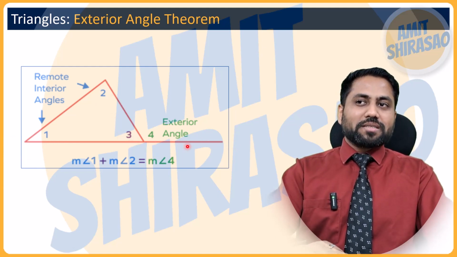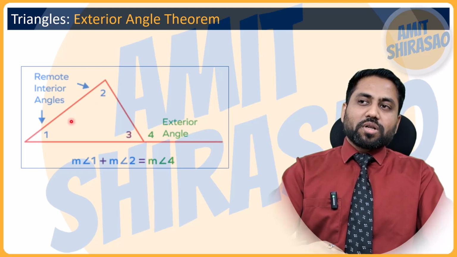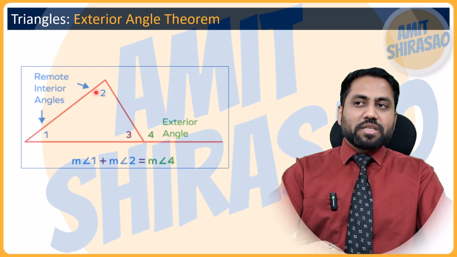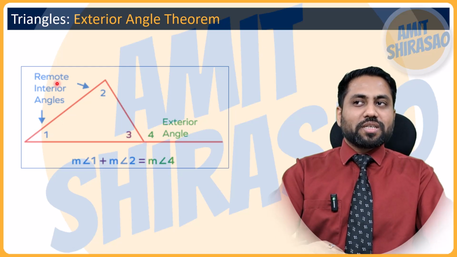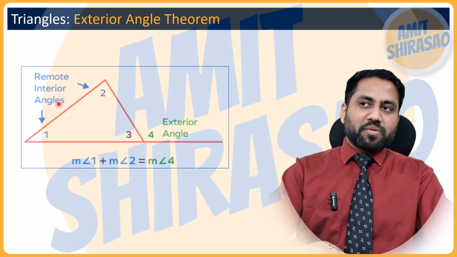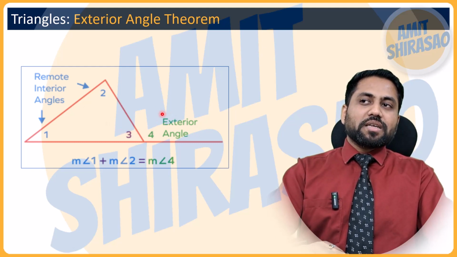So in our case, for this vertex and this line extension, this is the exterior angle, okay? And all these three are interior angles, but these two interior angles are away from the vertex under consideration, and that's why they are called remote interior angles, okay? Now always remember that the exterior angle is equal to the sum of the remote interior angles.